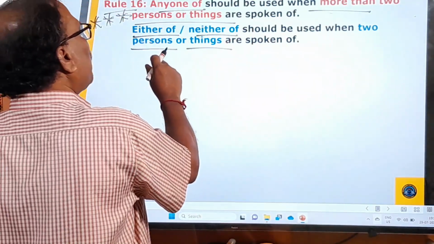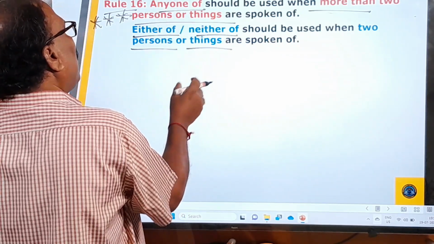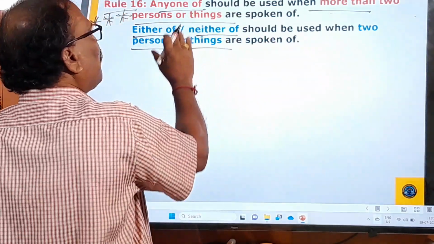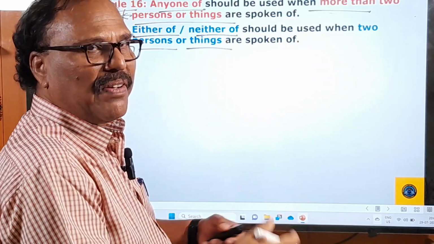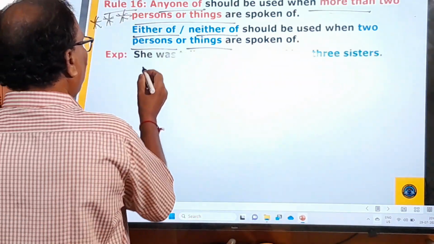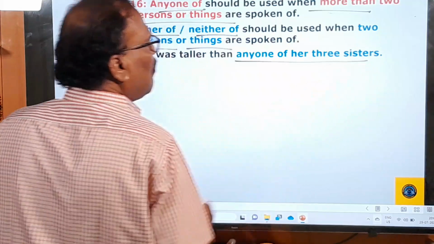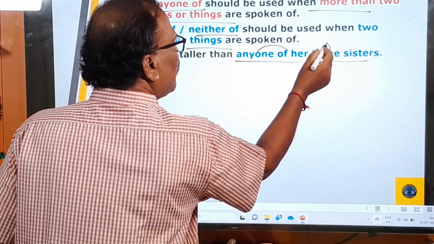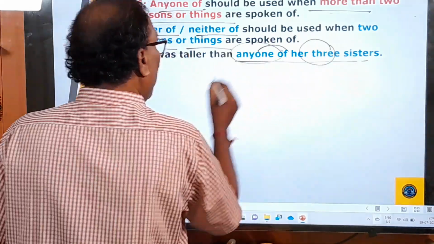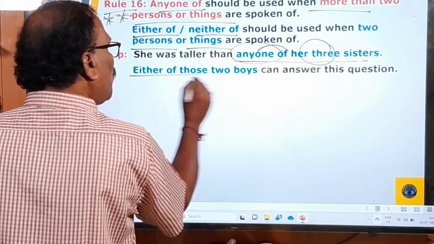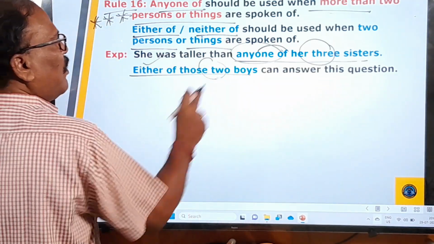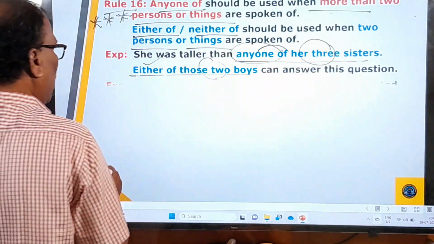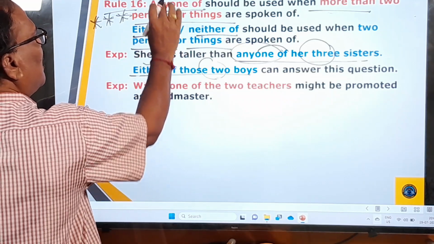So in the examination, what happens? It will be given otherwise. With "either of" or "neither of", more than two persons are given, and with "any one of", only two persons are used. Something is given like that to confuse you. Here you pay attention. She was taller than any one of her three sisters. It is better "any one of", because with three sisters, it is "any one". Suppose there are two sisters, or two boys, then "either of" is used. With more than two, "any one of". With only two, "either of" or "neither of".